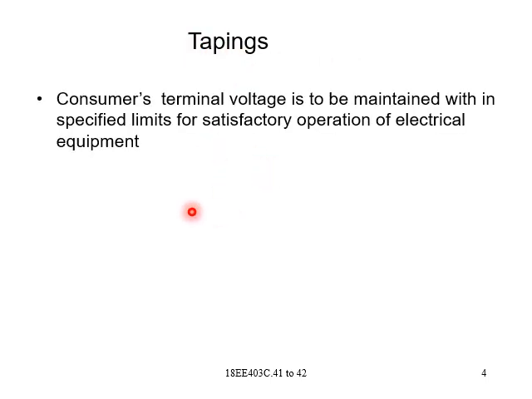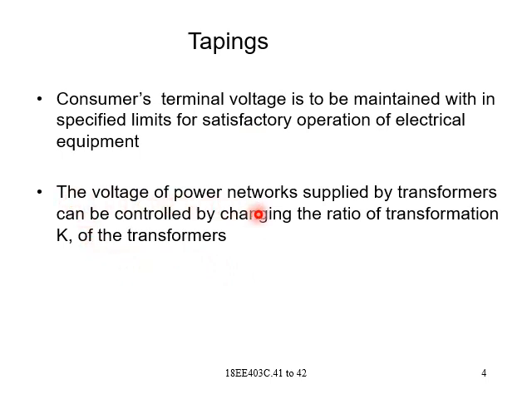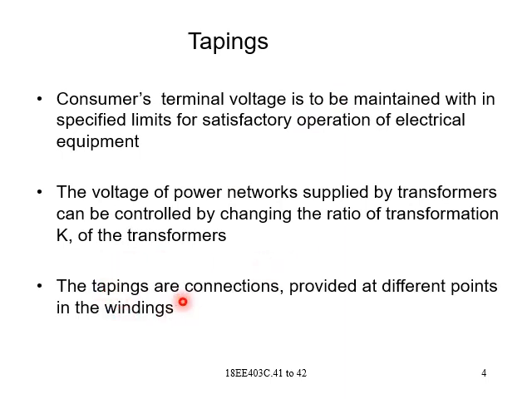Firstly, tappings. What are tappings actually? The consumer's terminal voltage is to be maintained within specified limits for satisfactory operation of electrical equipment. The voltage of power networks supplied by transformers can be controlled by changing the ratio of transformation K of the transformers. The tappings are connections provided at different points in the windings.